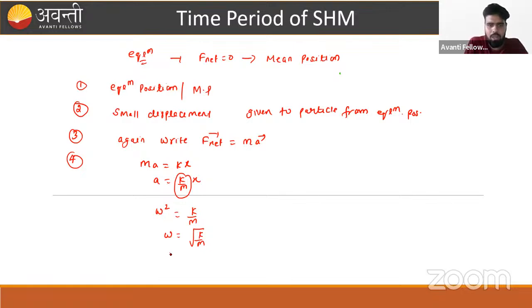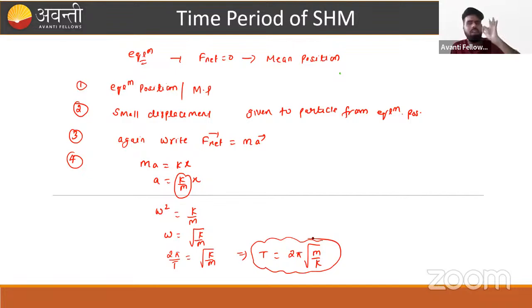And we know that omega is nothing but 2 pi upon capital T. So what about the time period? We can directly say it is 2 pi root over m upon k. So what are the steps? Tell me, come on. First of all, we have to find the mean position, then slightly displace the particle depending upon the direction in which the particle is moving.